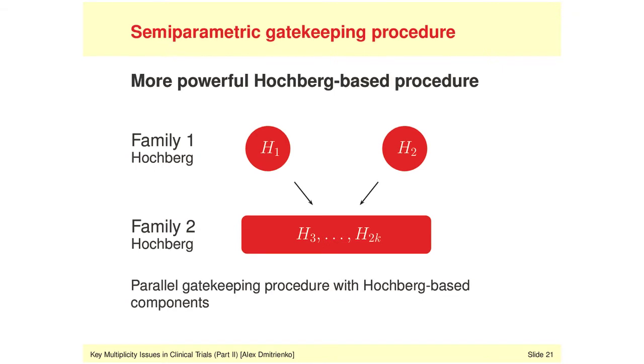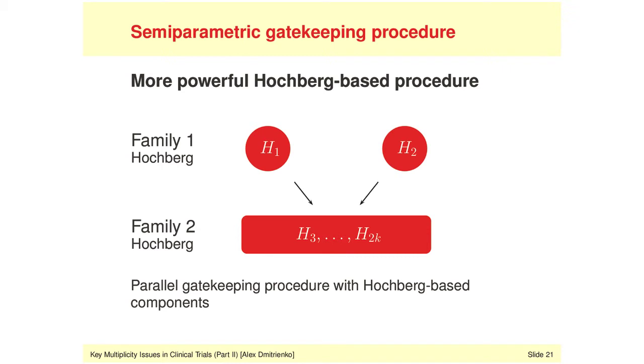As an alternative to the nonparametric chain-based procedure that we defined on slide 20, we could consider the following semiparametric gatekeeping procedure, which is derived from the Hochberg test. This testing strategy provides an improvement over the nonparametric procedure because instead of using the Bonferroni test in the first family, this strategy applies a more powerful Hochberg procedure. And when we look at the secondary family, we see that the Holm procedure is replaced by the Hochberg procedure, which is known to be uniformly more powerful.